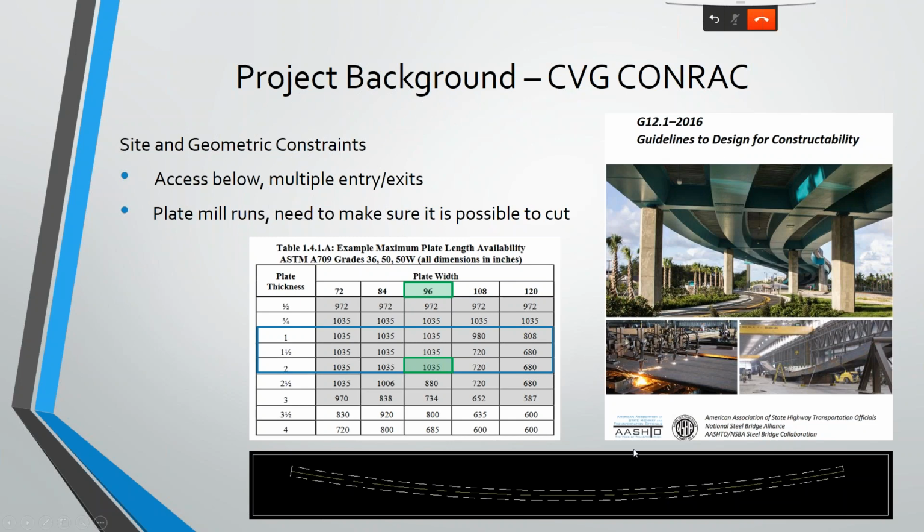In the guidelines for constructability by AASHTO and NSBA, that's a great guideline to look at, and it gives you this table that says, if you're looking for a width of 96 inches and you have a 2-inch maximum plate thickness, here's your mill run length, the maximum length that you can readily get. Using that, we were able to sketch the beam or girder into that plate, and make sure we're going to be able to order this as a single plate. They're not going to have to take additional plates and cut them up and weld them together. We'd like to get that as a single run for a field segment.